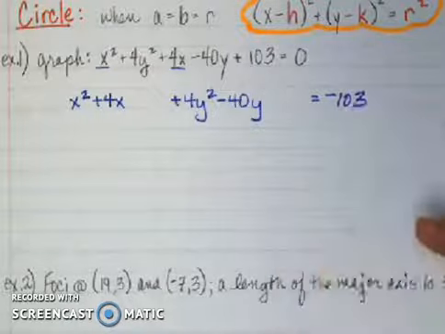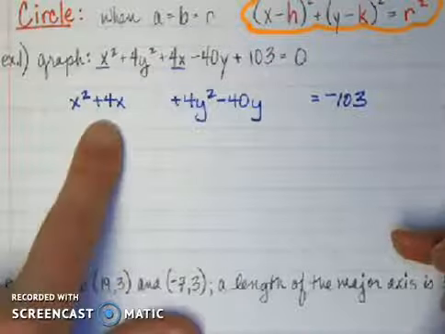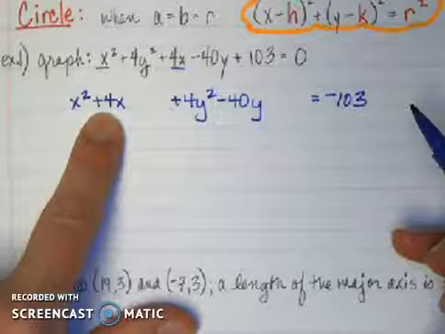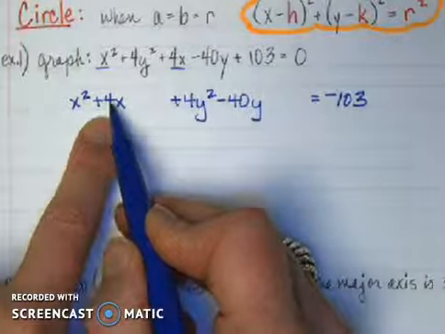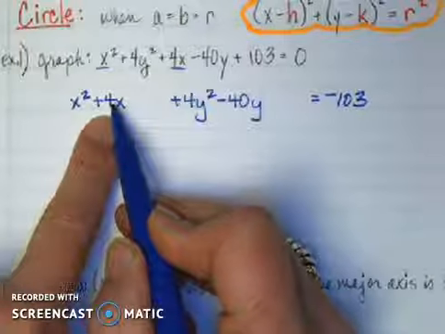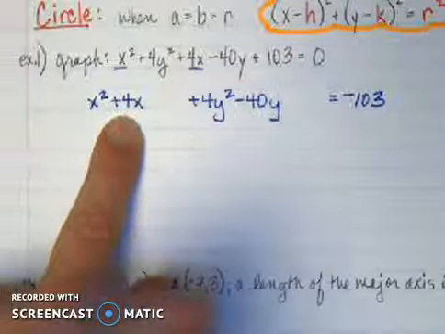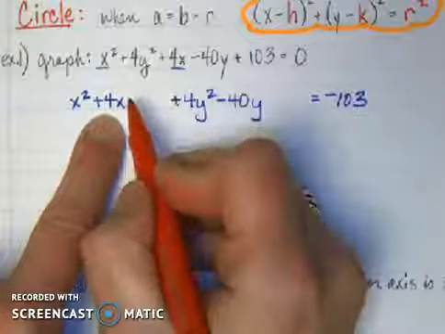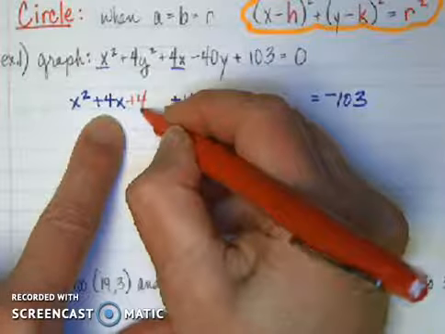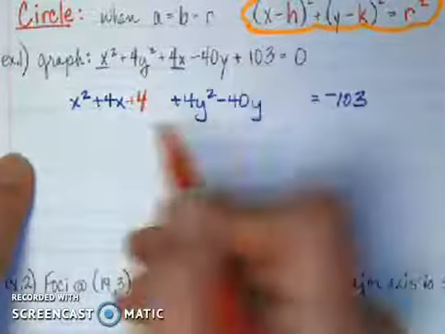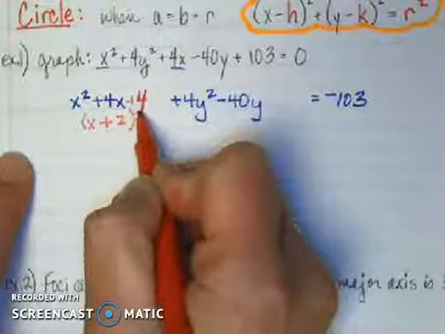Now this is a good completing the square exercise. Right here, remember I want x plus or minus something squared. So I'm going to take half of that value and square it. Half of 4 is 2, squared is 4. So I need to add 4 to this right here. When I add 4, that will give me x plus 2 squared.